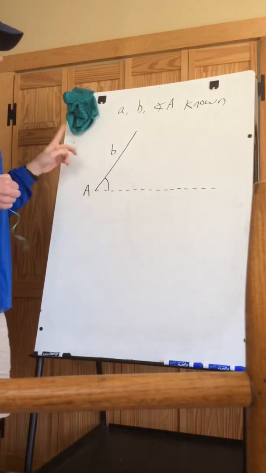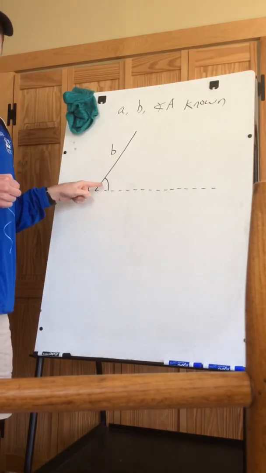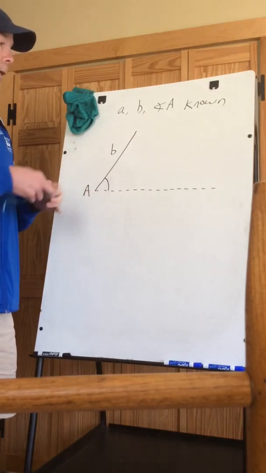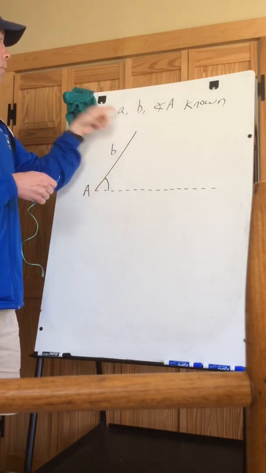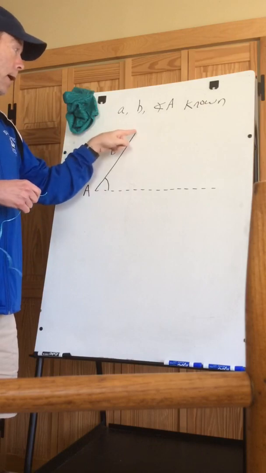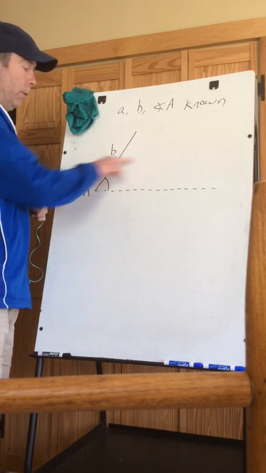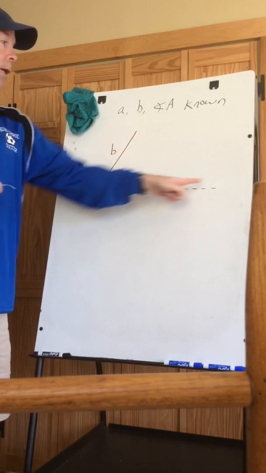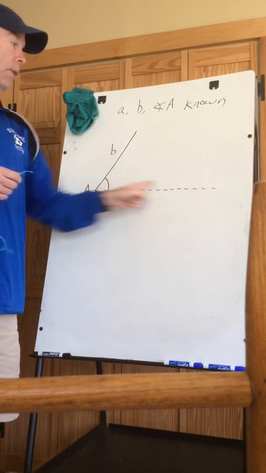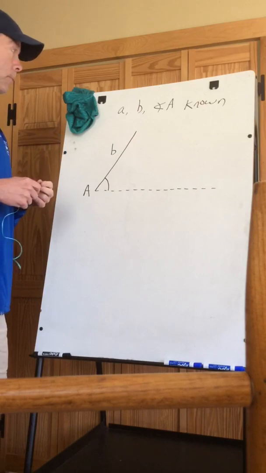So again, we have a known angle and a known side, and we now have a known other side, and we're going to call that side A. And A, again, is going to be across from this angle right here. So A is going to start up here and head down in this direction, and we're going to see where it meets the infinite length side here.